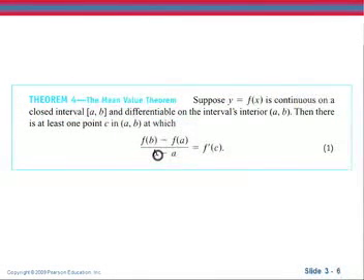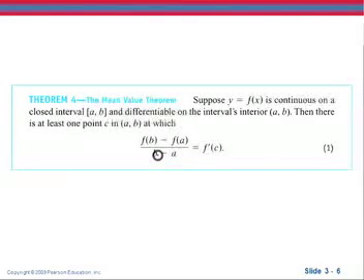Now, in the last section, we talked mainly about Rolle's theorem. Now we want to talk about the mean value theorem. What it says is if y equals f of x is continuous on a closed interval and differentiable on the interval's interior, there is at least one point c between a and b at which f of b minus f of a over b minus a is equal to f prime of c.